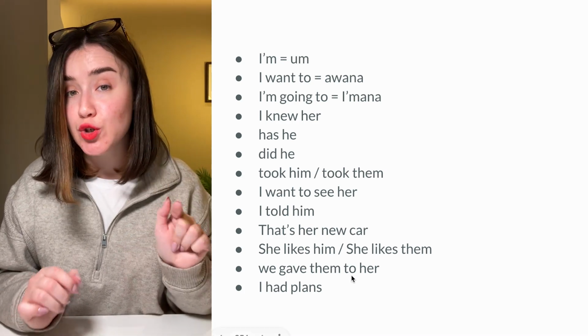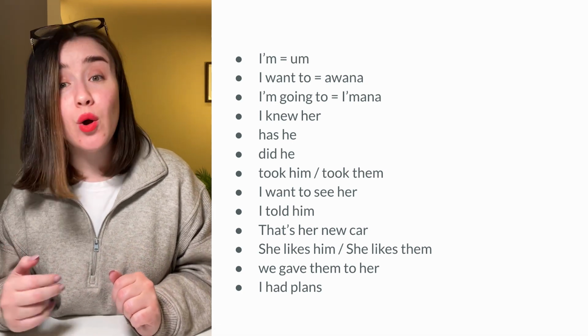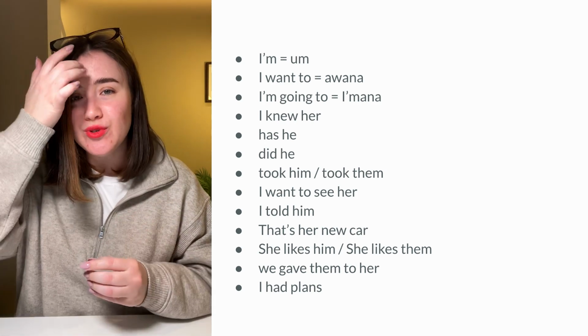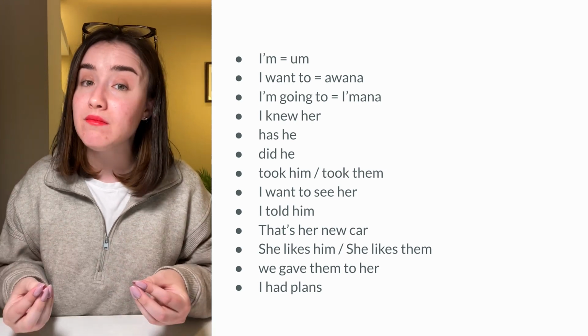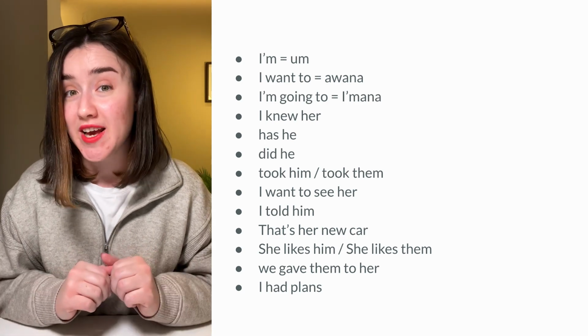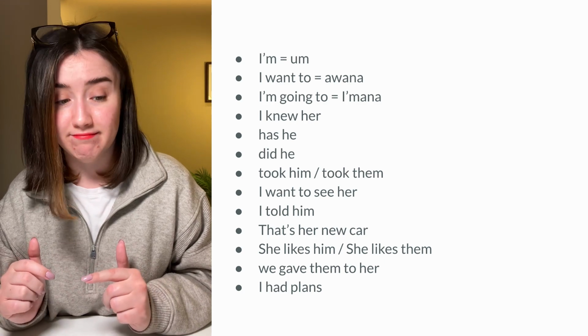We gave them to her. I mean, you don't have to reduce that much, but it can happen. And if you hear someone say that, I want you to be able to understand what they're saying, right? So, we gave them to her.